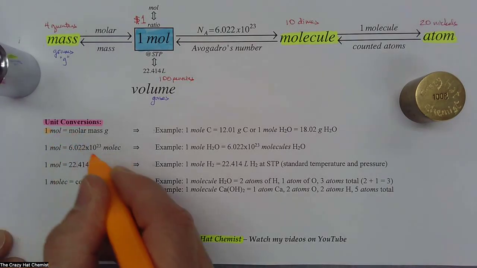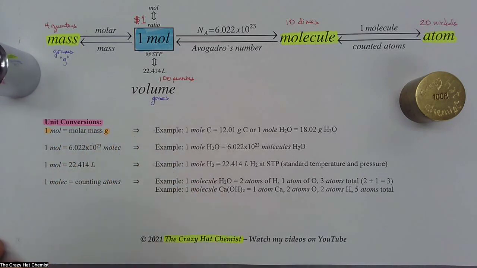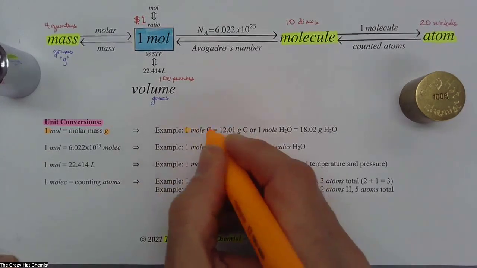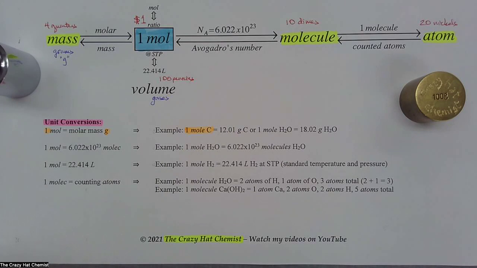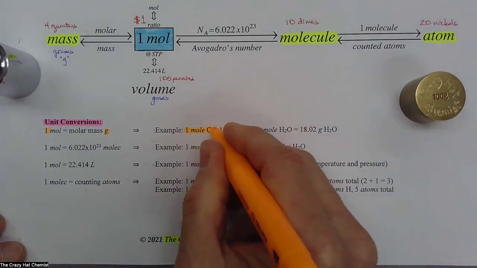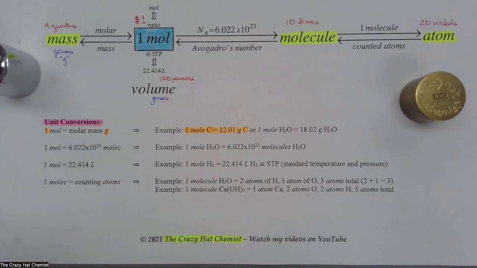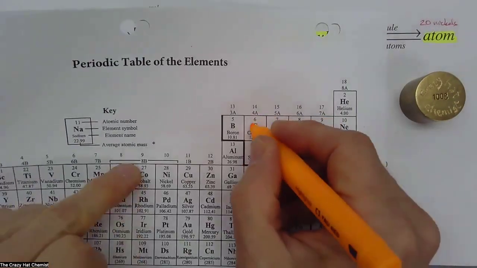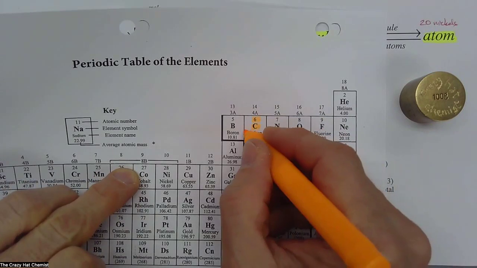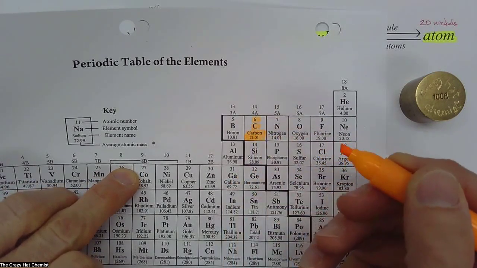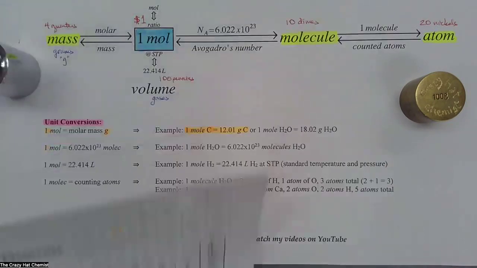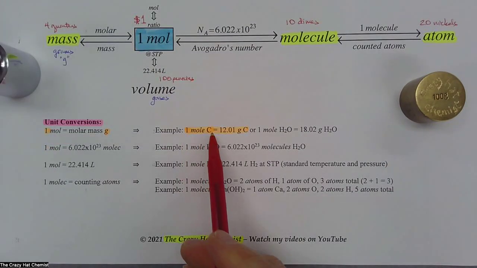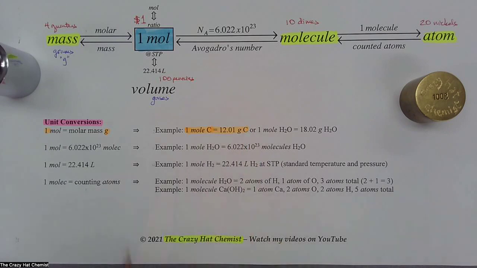1 mole is equal to the molar mass in grams. Here's an example: 1 mole of carbon is equal to what? 12.01 grams of carbon. We're going to find on our periodic table where carbon is. Carbon is right here, element number 6, and the number is 12.01. That's why 1 mole of carbon is equal to 12.01 grams of carbon.